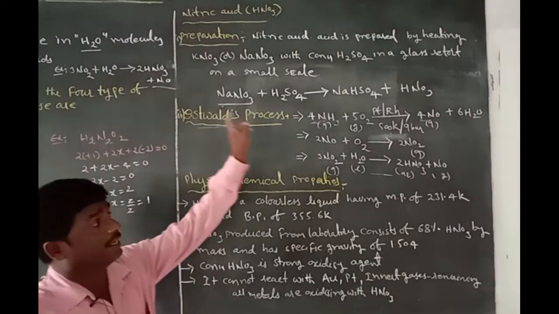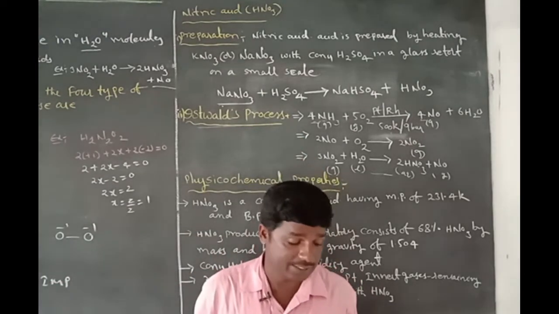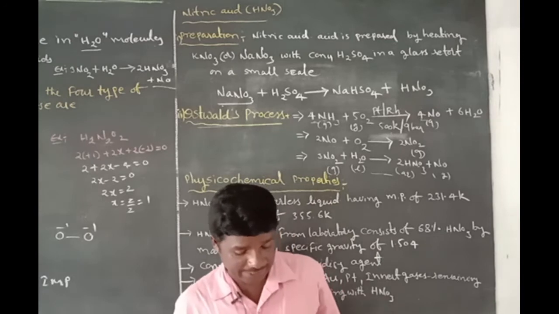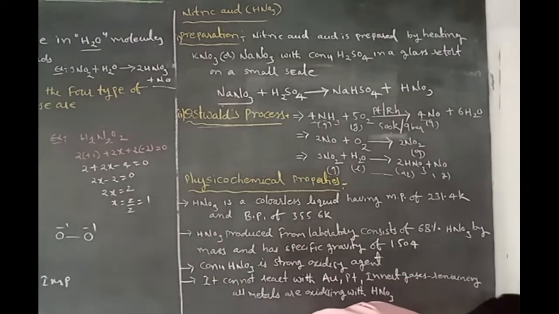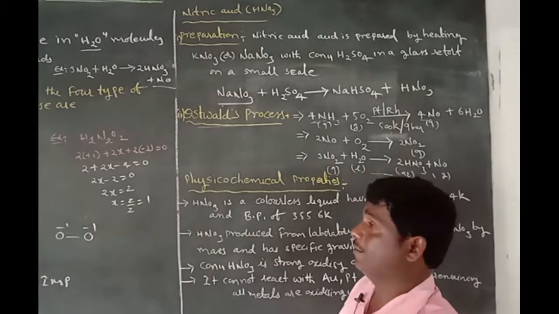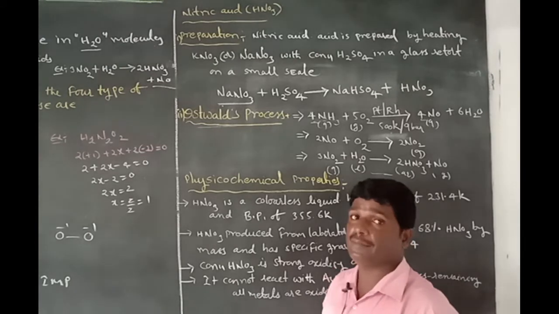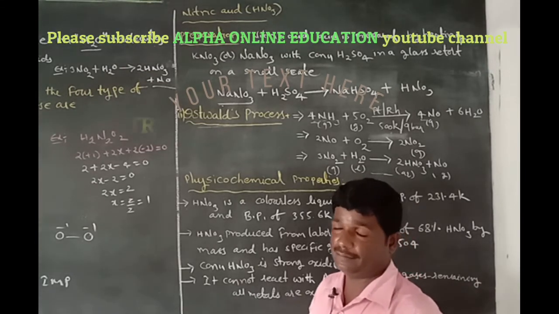Nitrogen forms four types of oxyacids: the first is hyponitrous acid, the second is nitrous acid, the third is nitric acid, and the fourth is pernitric acid. Among those, nitric acid is the most important nitrogen oxyacid.